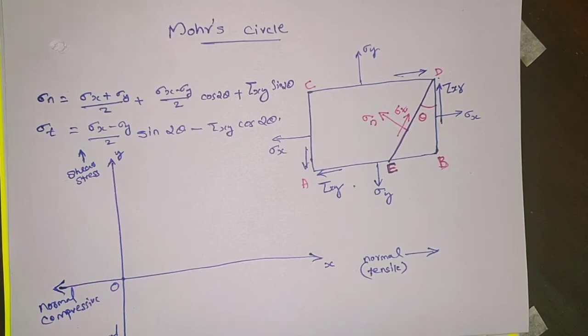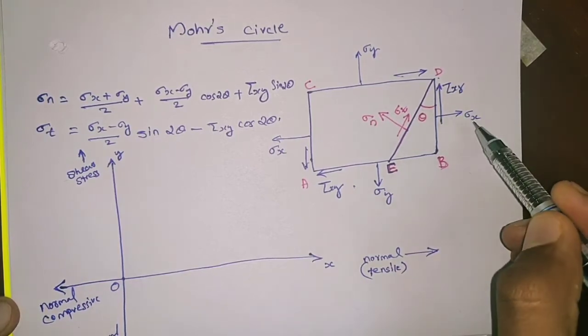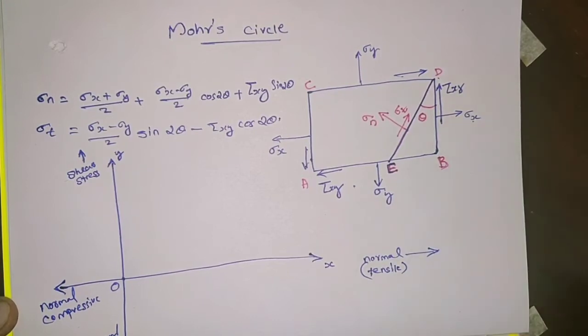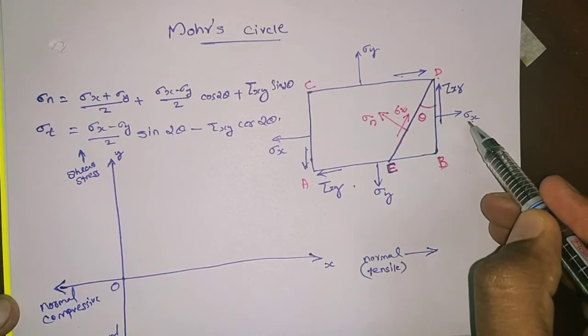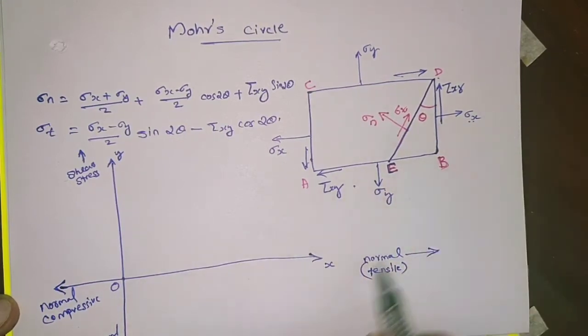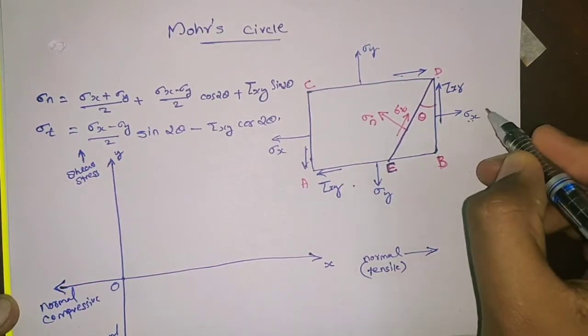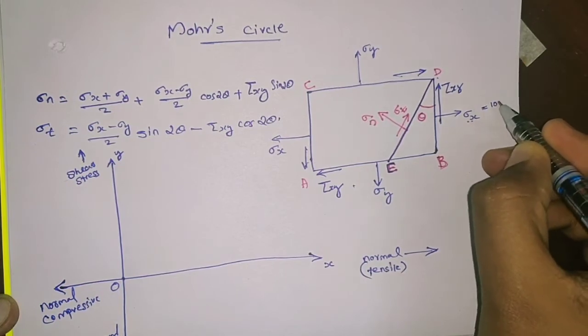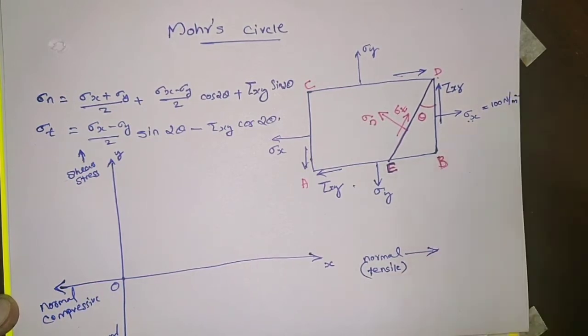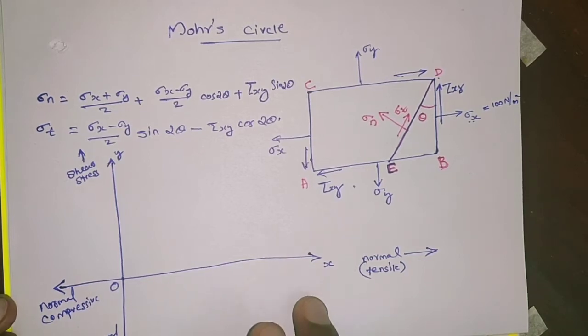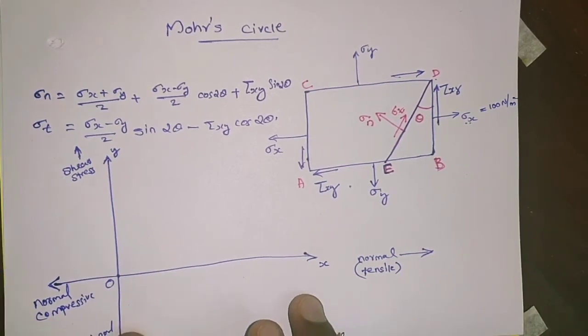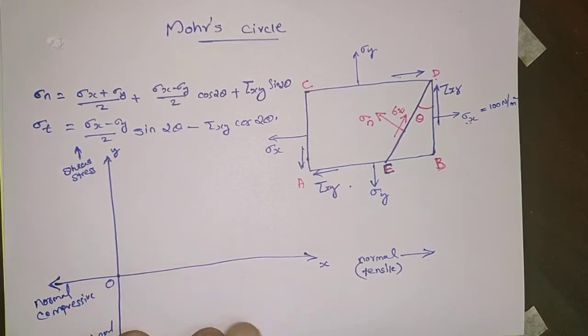In the BD plane we have two stresses, sigma x and tau xy. Sigma x is a normal stress, so we should represent sigma x along the x dash. For example, if sigma x is equal to 100 Newton per meter square, take an appropriate scale for this. For drawing Mohr's circle, this is a graphical method, so we should take an appropriate scale.